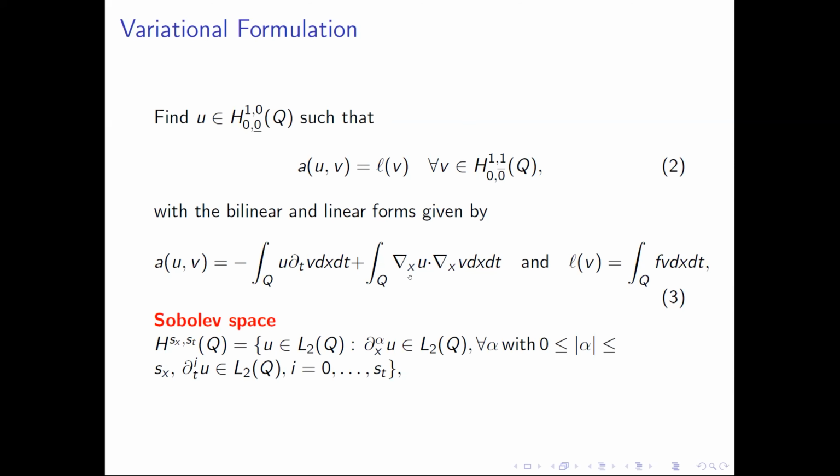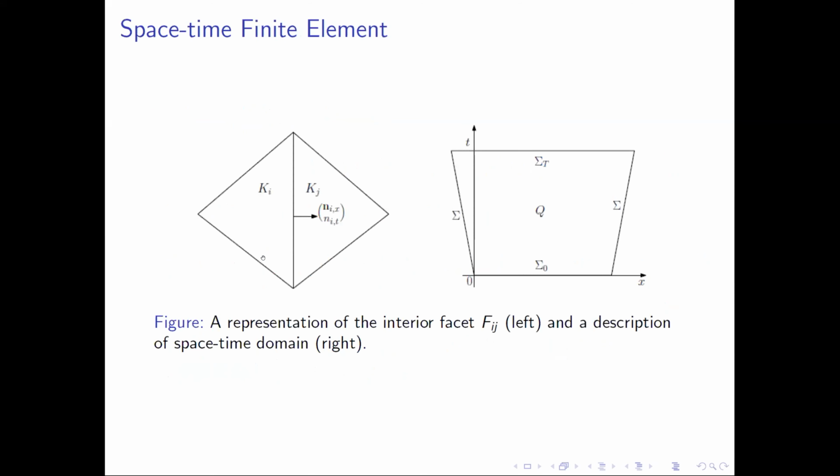But we want a discrete formulation of such a problem, so we go on to talk about a discrete variational formulation. If you have your space-time domain looking like the one on the right, you see the domain Omega on the boundaries to the left and right, the initial condition Sigma 0, and the final condition Sigma T. If you discretize, you have elements, and in this particular case we also consider the interfaces, the interior facets of the elements.